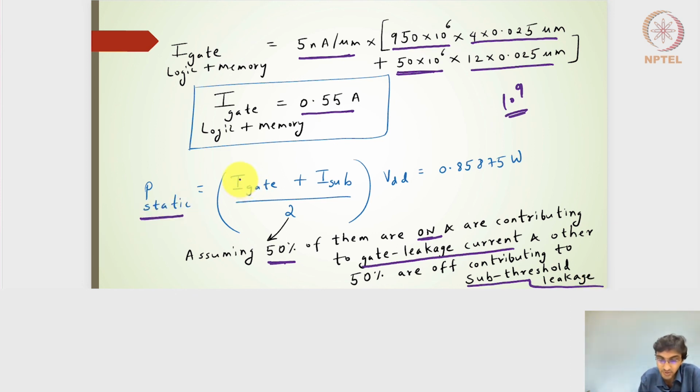The total current turns out to be 50% of the gate leakage current and 50% of the subthreshold leakage current, because 50% of the transistors are on and they will contribute towards the gate leakage current, and 50% of the transistors are off and they will contribute towards the subthreshold leakage current. And if I do that, multiplied by the VDD, I should be able to find out the static power. Static power turns out to be 0.85875 watts.